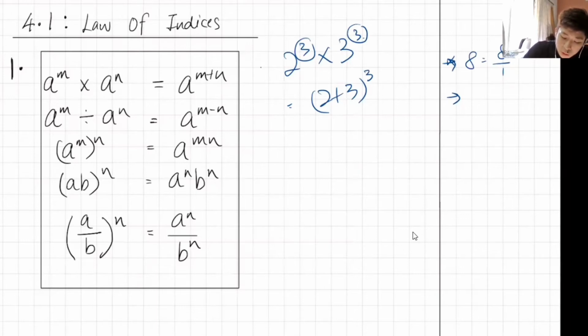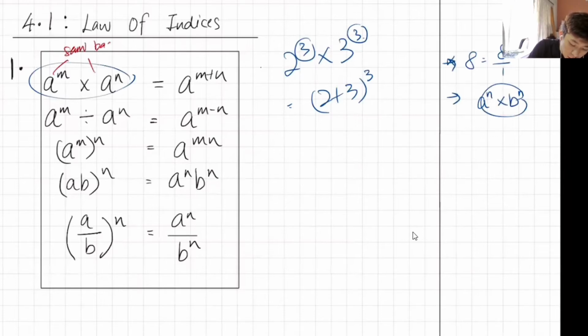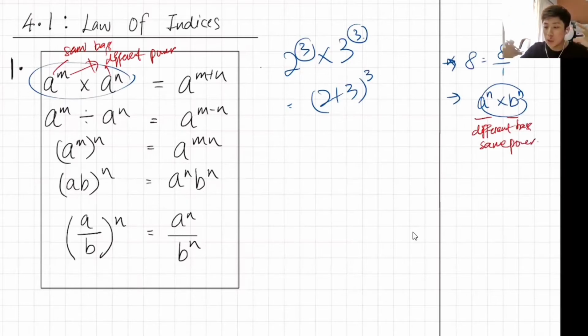One more thing I want to tell you is a special thing. When you have a to the power of n times b to the power of n, spot the difference between this one, a to the power of n, and this one. What is the difference? On the left, this one is same base, different power. This one is different base, but same power. So you must have clarity in your mind. You must be able to differentiate.